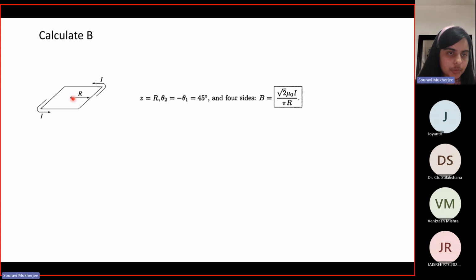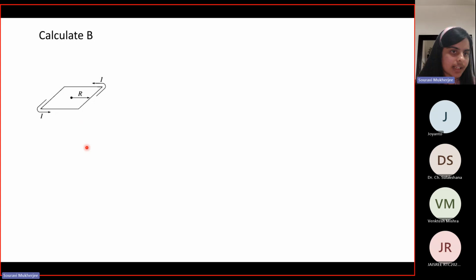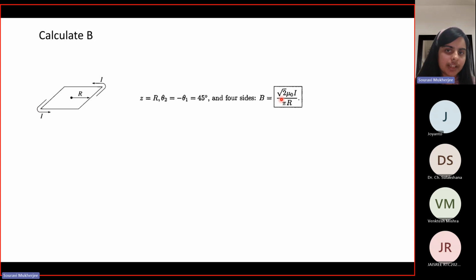If you want to find what B is at the center, you choose one such wire and see what angle the ends of this side make at the center. It will be 45 because it's a square, right? So 45 this side and minus 45 this side. If you put it in the expression that we discussed, you'll find an expression for B for one side of the square, and then you'll have similar expressions for all the four sides. So you can just add them up to find the net field.